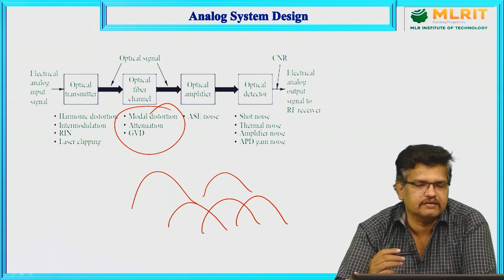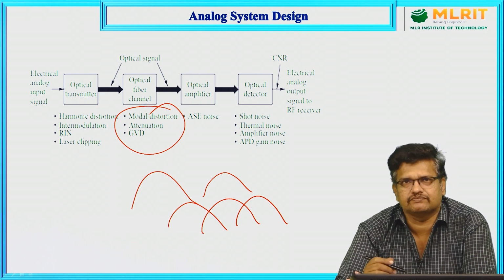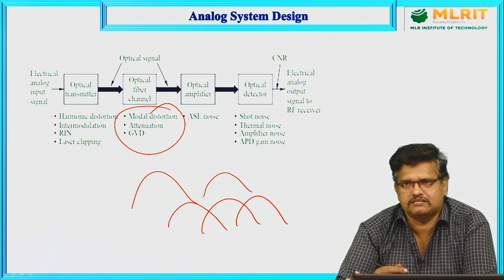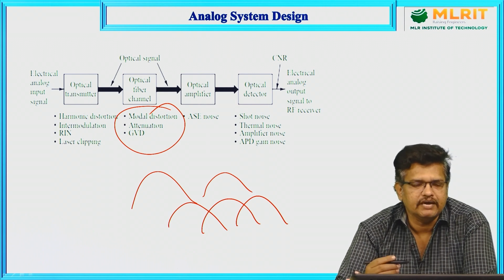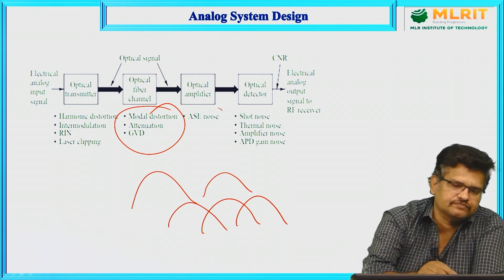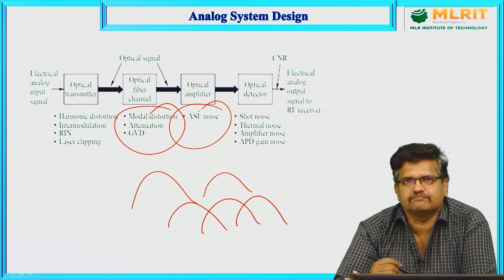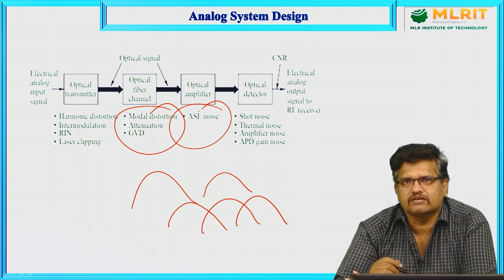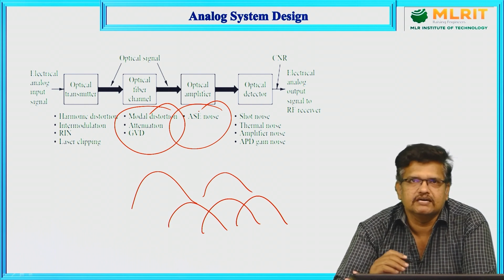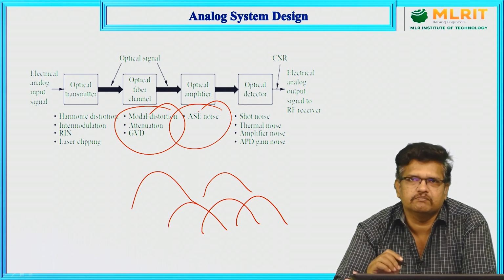Next, coming to the optical amplifier, because we should use n number of amplifiers to increase the gain of the light signal. N number of optical amplifiers we can use to increase the gain. So here the main thing is that optical amplifier noise will occur in this region. Okay, so this we should minimize.